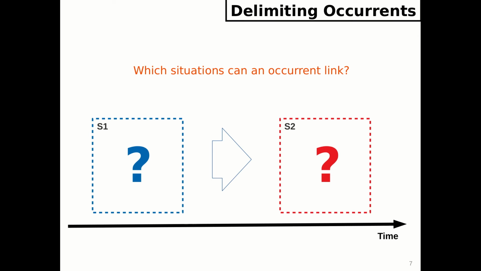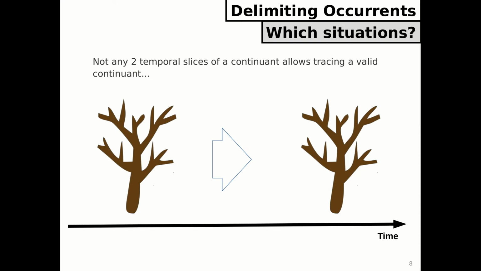Now, let's talk about some issues on delimiting occurrents. If occurrents are transitions between situations, which situations can an occurrent link? Let's make an analogy with continuants. If we take a snapshot of a tree now and a snapshot of the same tree later, we could say that these two snapshots are tracing a single valid object. However, if you take a snapshot just of the trunk of the tree now and a snapshot just of the branch of the tree later, we wouldn't say that these two snapshots are tracing a single valid object.